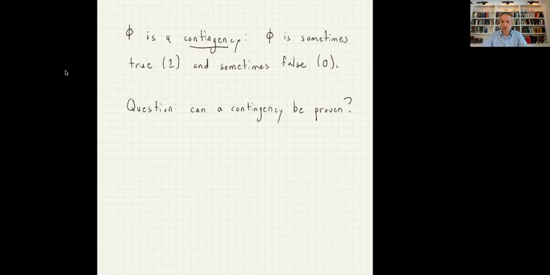Now, let's continue. The answer to that question is no. A contingency cannot be proven. There's no possible way to prove it. Why? Because it's a contingency, and so therefore not a tautology. It's sometimes false, but only tautologies are the things that can be proven by themselves with no dependencies. In particular, for example, the sentence P is a contingency because it can be true or can be false, so P cannot be proven.